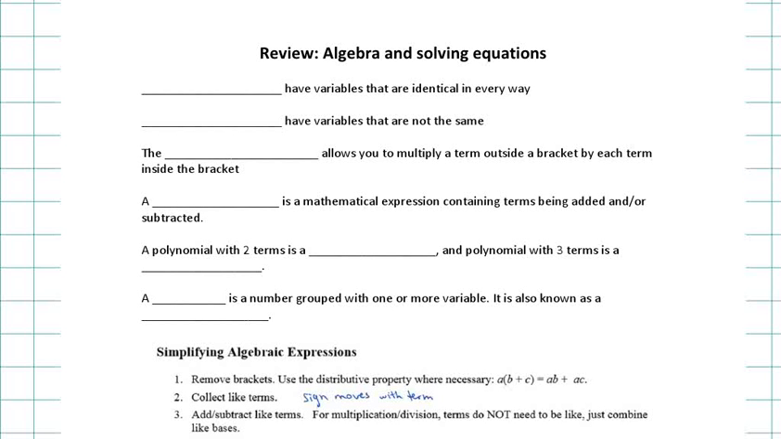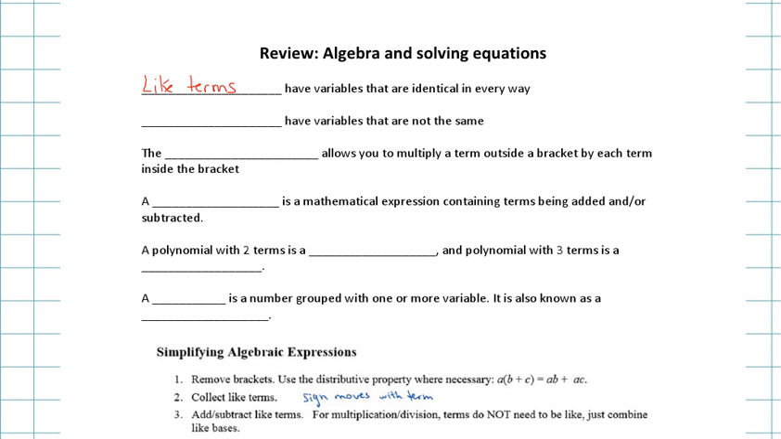Okay, so this is again a review from grade 10. So we're going to start with defining some terminology here, and then we're going to move on to actually doing the work using this terminology. So like terms have variables that are identical in every way. You're going to hear me say that word often, like terms.